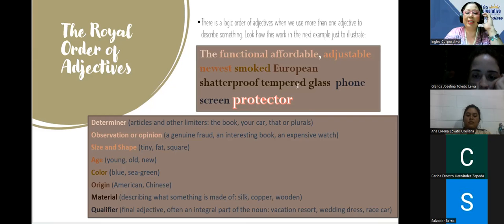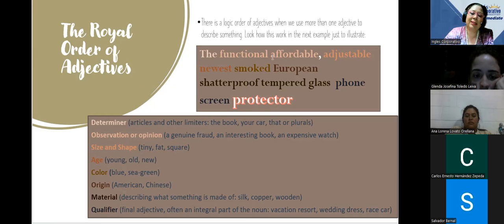Ok, entonces vemos que hay un orden como lógico para los adjetivos. Y eso no quiere decir que me va a cambiar que si es contable o no es contable mi nombre, ¿verdad? Que si es plural o no es plural mi nombre. El adjetivo no afecta el número, ¿ya? Entonces, vamos a ver. Por acá se los voy a pasar ahí para que lo tengan.